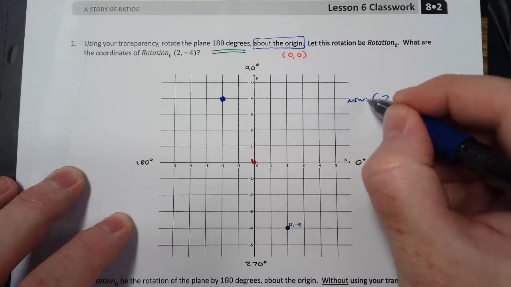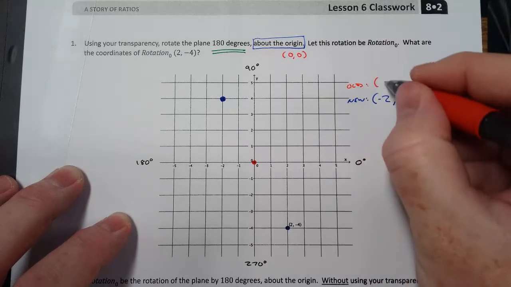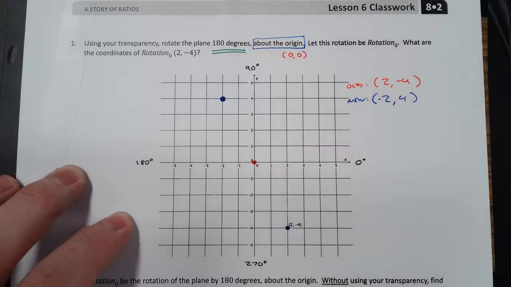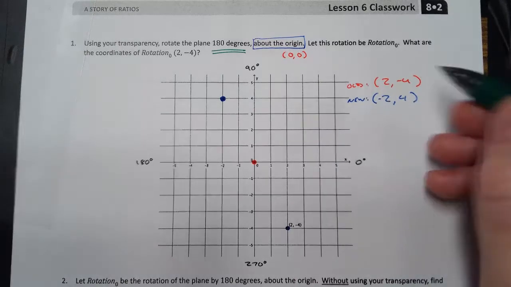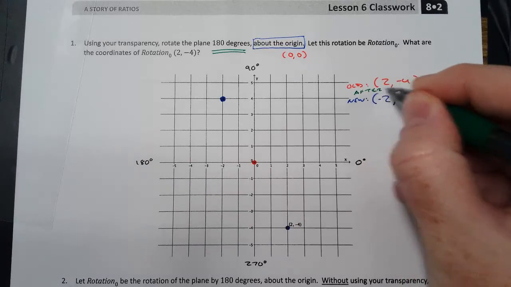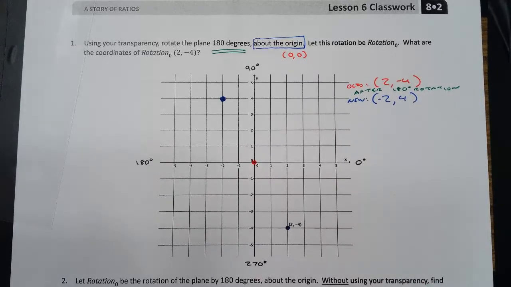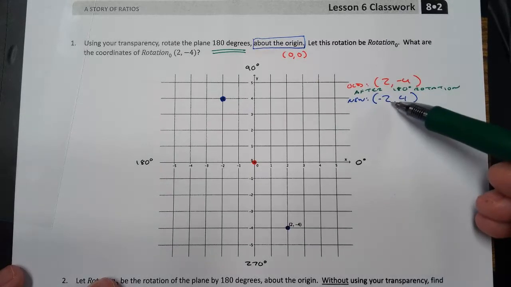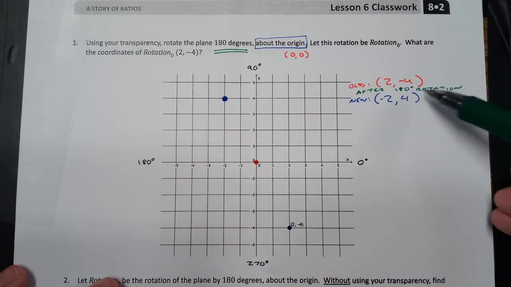So this is the new. The old, remember, was 2, -4. So what kind of connection do you see between the old and the new after 180-degree rotation? You should see some kind of pattern. If you look, 2 turned into -2, -4 turned into 4 after rotating 180 degrees.